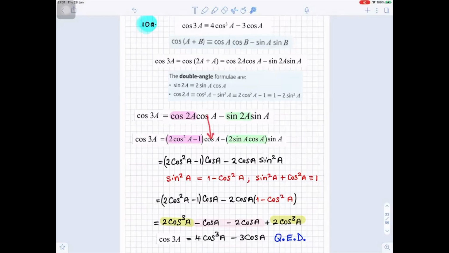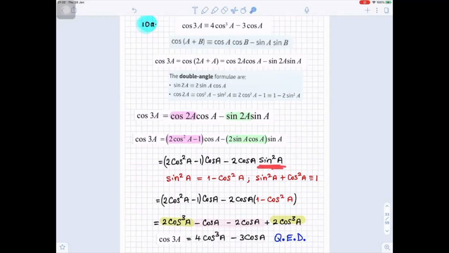And the cos A stays the same. We can change sine 2A to 2 sine A cos A. And the sine A at the end stays the same. So now we have 2 cos squared A minus 1 cos A minus 2 cos A sine squared A.